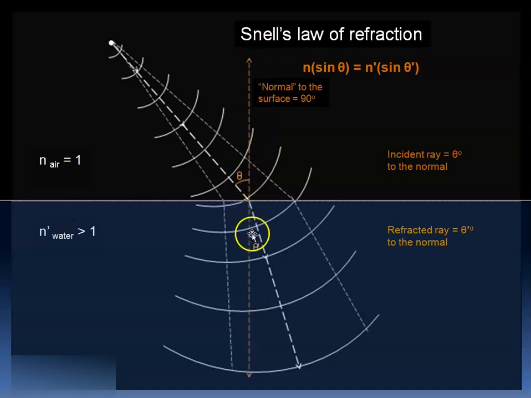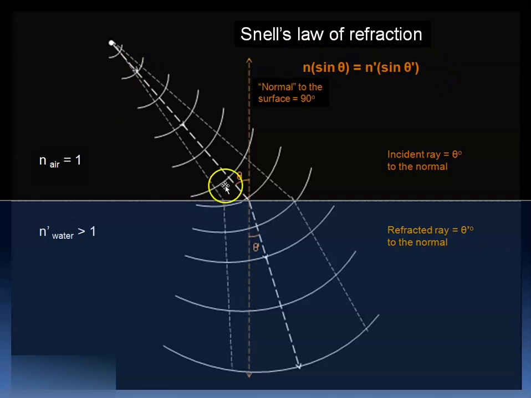The vertical is known as the normal. The angle to the normal, theta, is different than the angle to the normal theta prime after it enters the water. The relationship of these angles is shown by Snell's law of refraction. A derivation will be shown later in the series. For now, let's just say that the equation here applies.